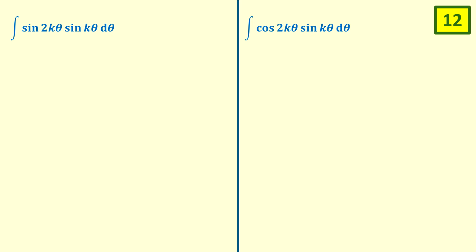Generalizing it to what happens if we have more than one theta in the brackets. So sine 2k theta, that's going to be 2 lots of sine k theta cos k theta. So this time we're going to get 2 lots of sine squared k theta cos k theta. The answer is going to be very similar to what we got before, except we need to divide it by k. So 2/3k sine cubed k theta.